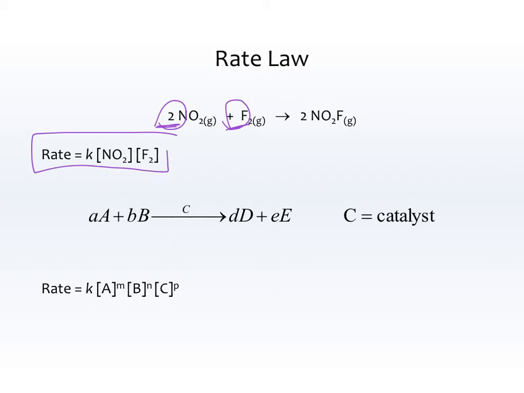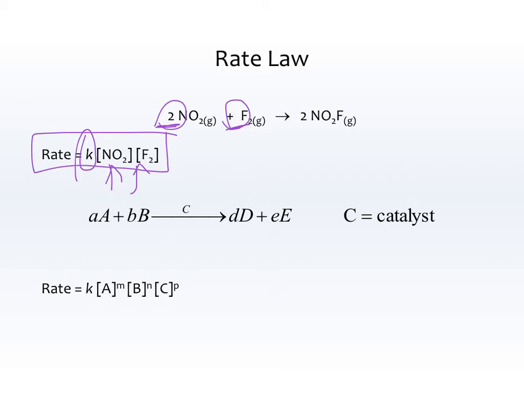It is the rate of a reaction with a rate constant called k, and then the concentrations of the reactants. The rate law has concentrations of reactants only, never concentration of products. And k is a proportionality constant in the relationship between rate and concentrations. It's what makes it work.